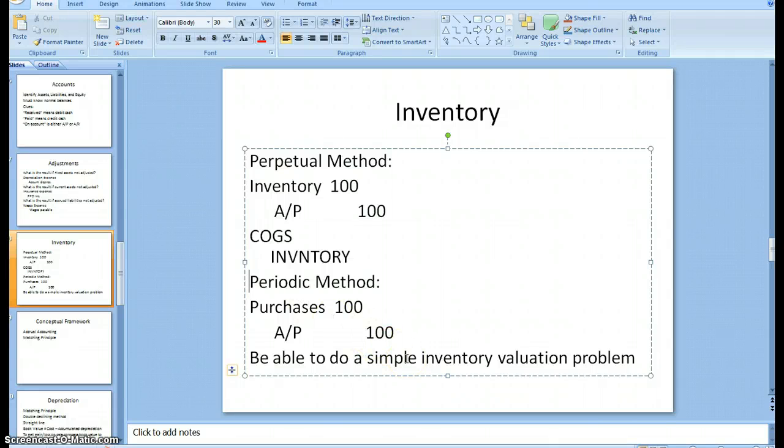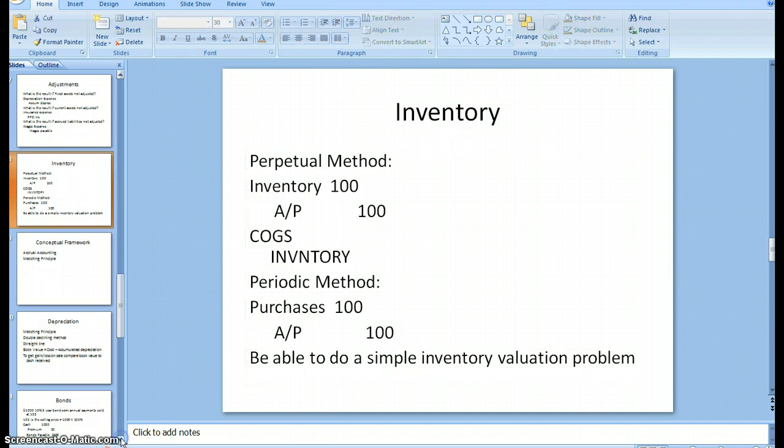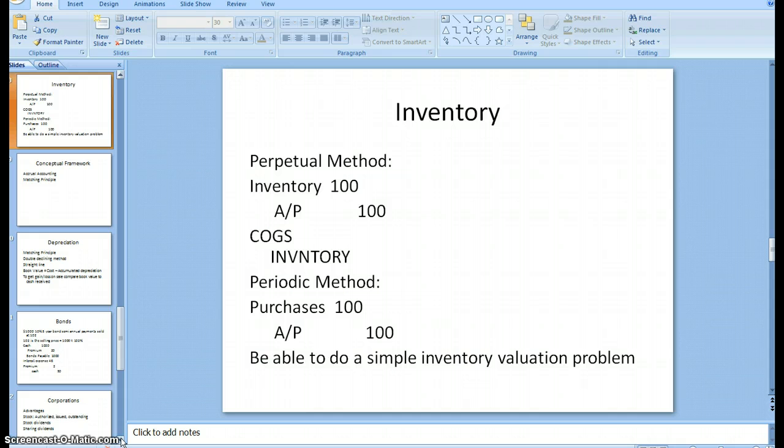You also must be able to do a very simple inventory valuation problem using FIFO or LIFO. Okay, so they will give you the beginning balance, they will give you purchases, they will give you the ending balance, and you need to give the dollar value then of cost of goods sold, or I think you might give the dollar value of the ending inventory. But it is simple. It's not a super complicated problem, but be able to do that.